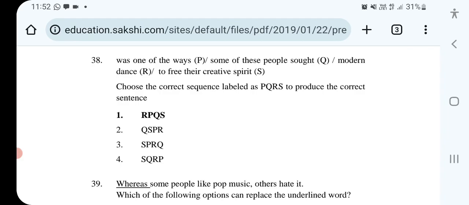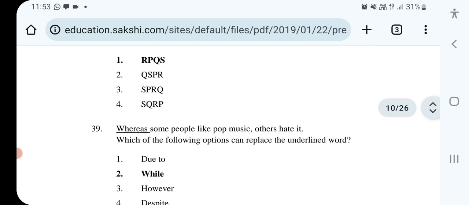Was one of the ways some of these people sought modern dance to free their creative spirit. Choose the correct sequence labeled as PQRS to produce the correct sentence. R P Q S: modern dance was one of the ways some of these people sought to free their creative spirit.